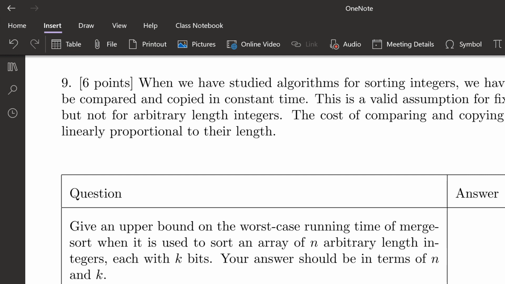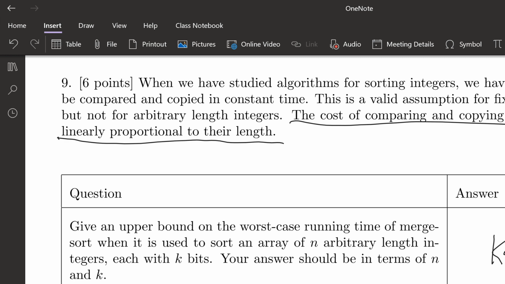So now the question is, what is the complexity of every comparison? K? K, and where do you get that? Well, it says the cost of comparing, copying arbitrary length numbers is linearly proportional to their length. That's exactly it. If they're K long, then that means the comparison takes K. Exactly. So we're going to do order n log n comparisons, and every comparison is going to cost k, however big k is. So we're going to just add a k in front of here, and that is going to be the complexity of how many comparisons that we do.